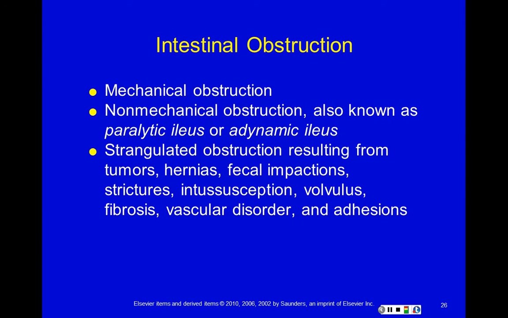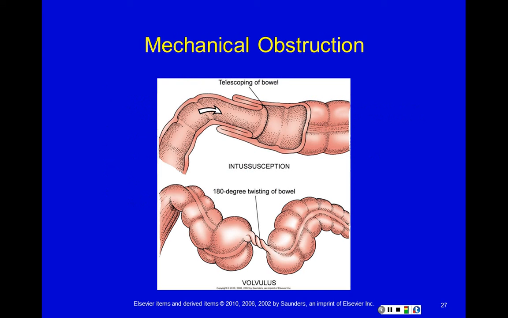Strangulated obstructions, which can be a type of mechanical obstruction, can result from tumors, hernias, fecal impactions, strictures, intussusceptions, volvulus, fibrosis, a vascular disorder, and adhesions. Here are two different types of mechanical obstructions that are shown in your book. You have a volvulus, where you actually see a twisting of the bowel on itself, and rotations of the loops of bowel.